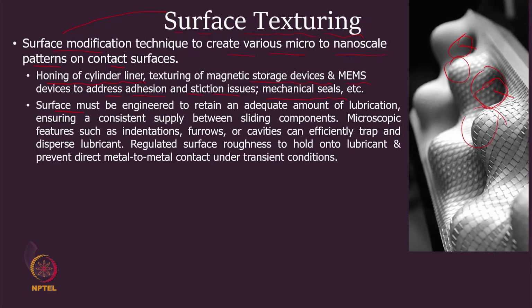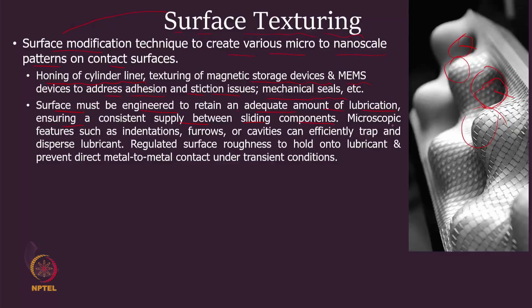So what we are saying is the surfaces must be engineered to retain an adequate amount of lubricant. So we are keeping a kind of pocket where the lubrication is there, ensuring consistent supply between the sliding components. So it is storing lubricant and giving it during the sliding condition. Microscopic features, something like indentations, furrows, cavities, or some sort of valleys, are able to trap the debris, even keep a lubricant there and disperse the lubricant.